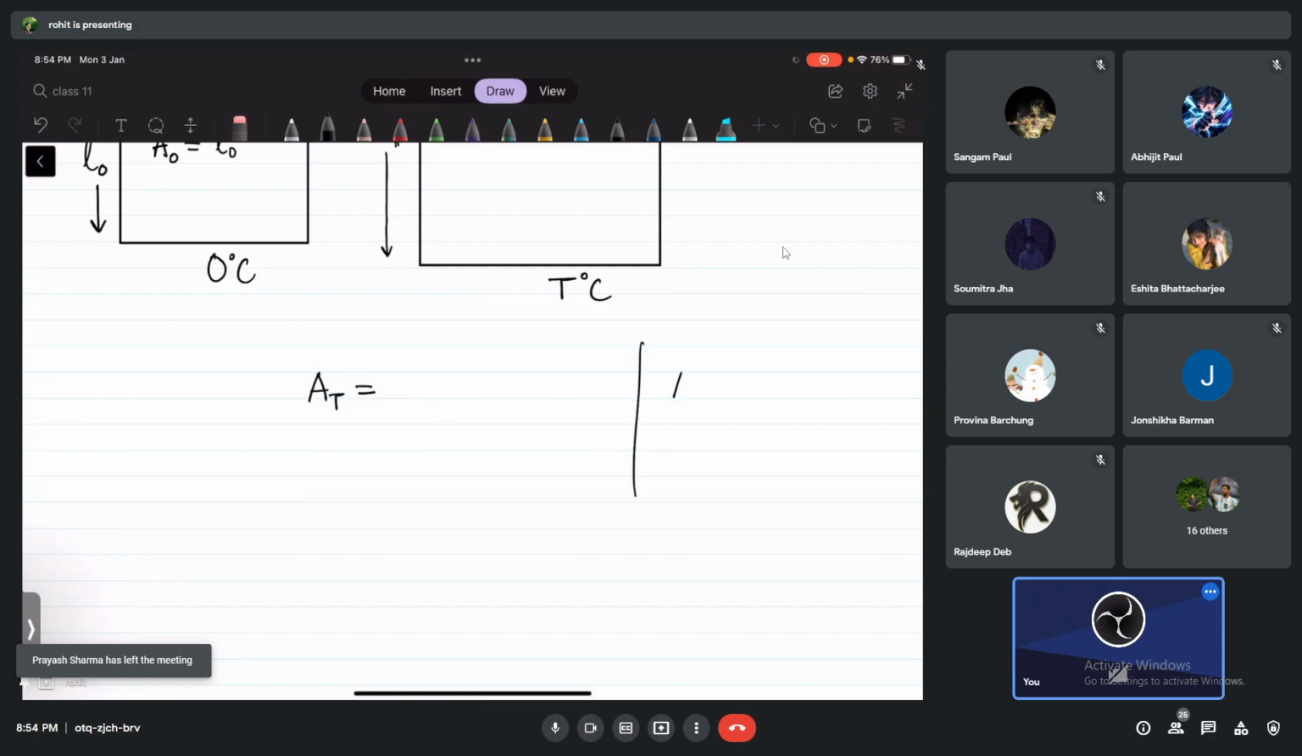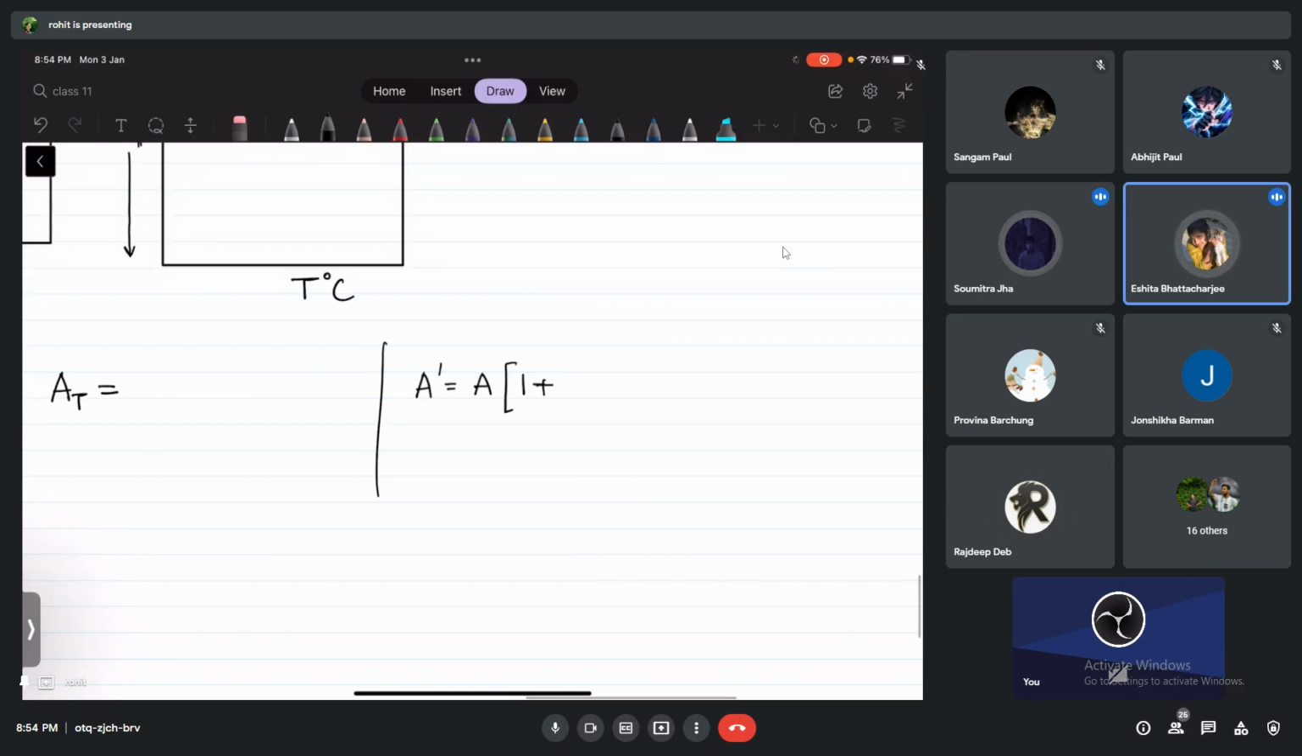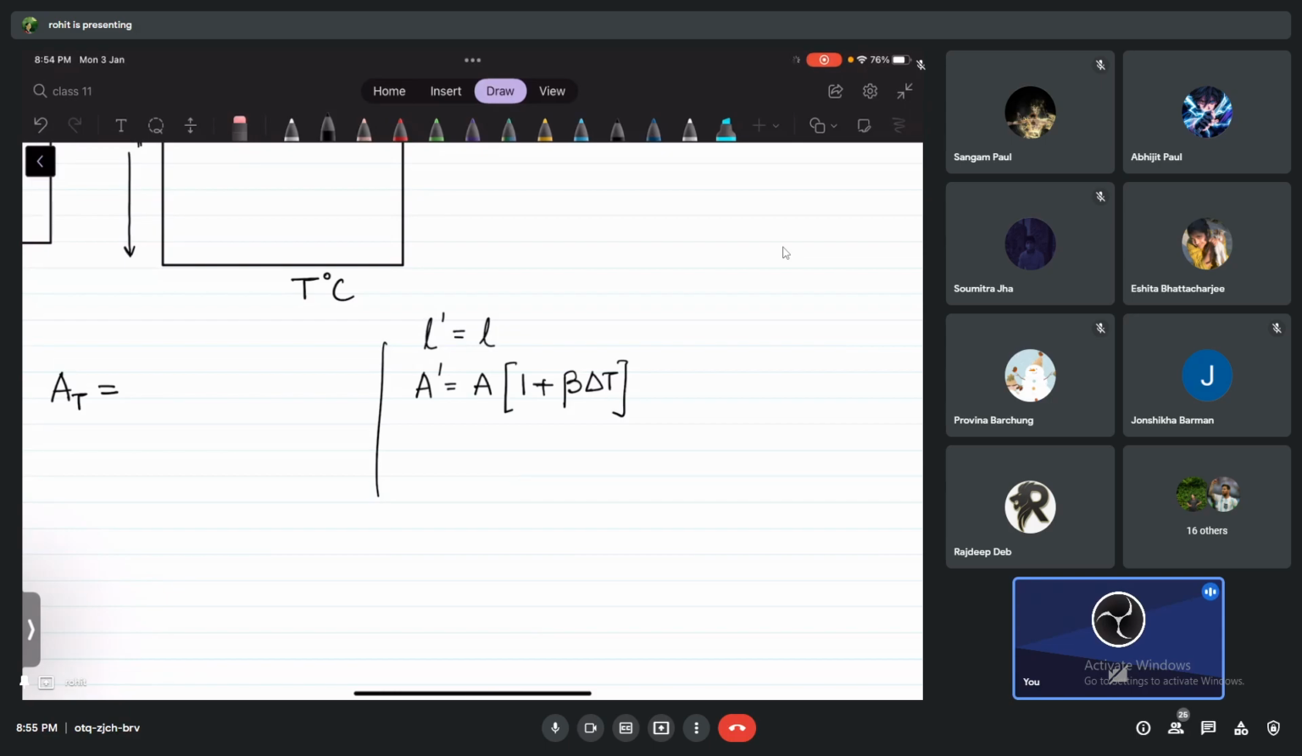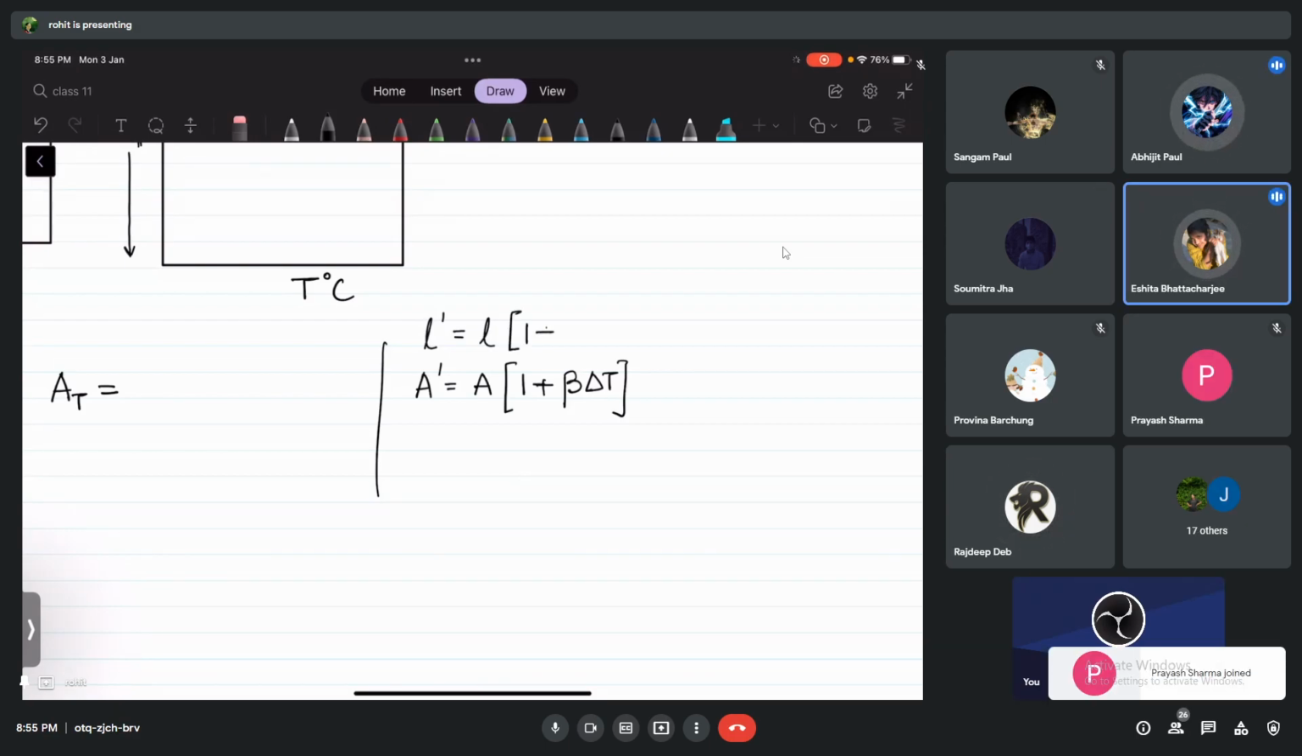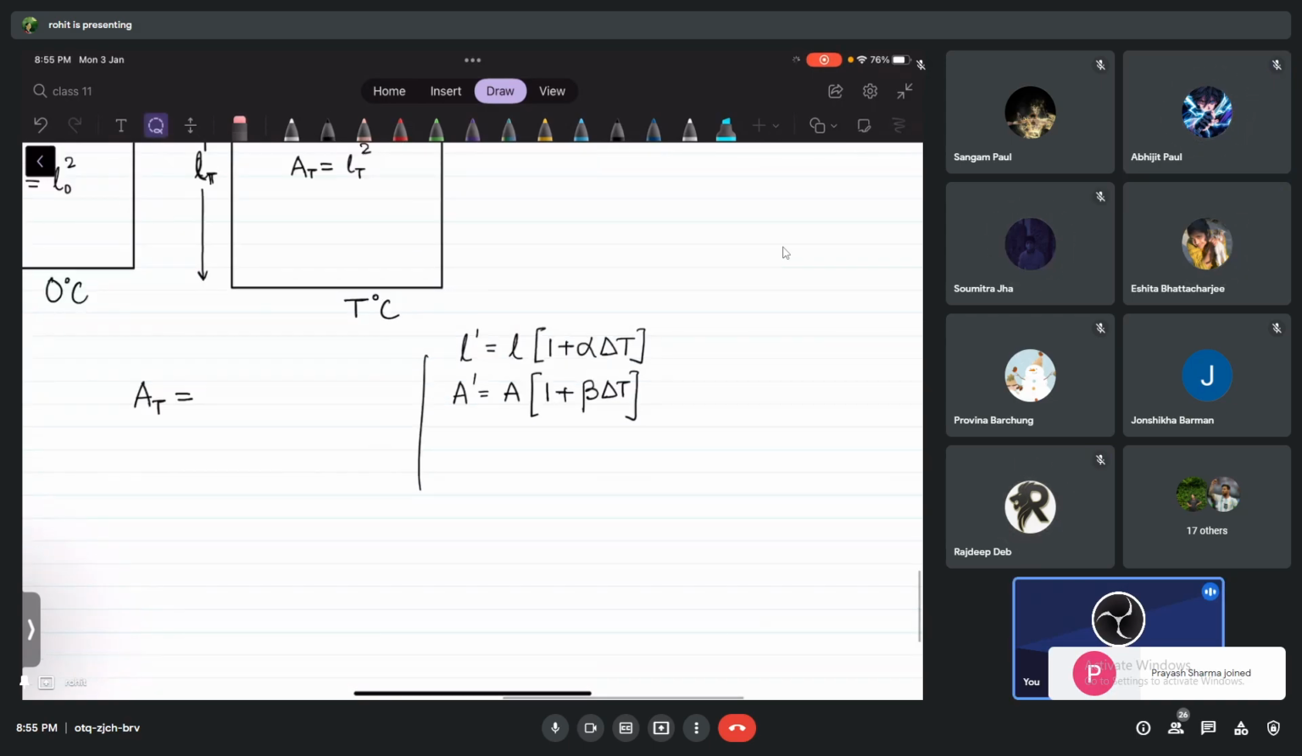Let me write it down. New area will be equal to original area A1 plus beta into delta T. Very good. And what is the new length? Original length L plus, L1 equals L plus alpha delta T. Yes, these are the two things we are going to use and we'll get the answer.